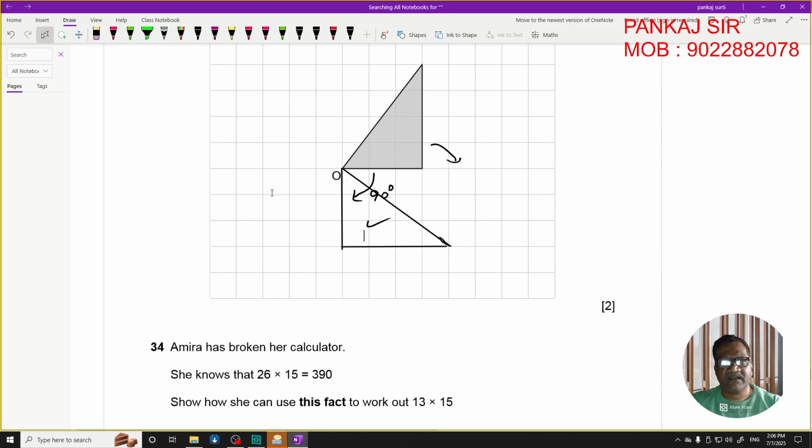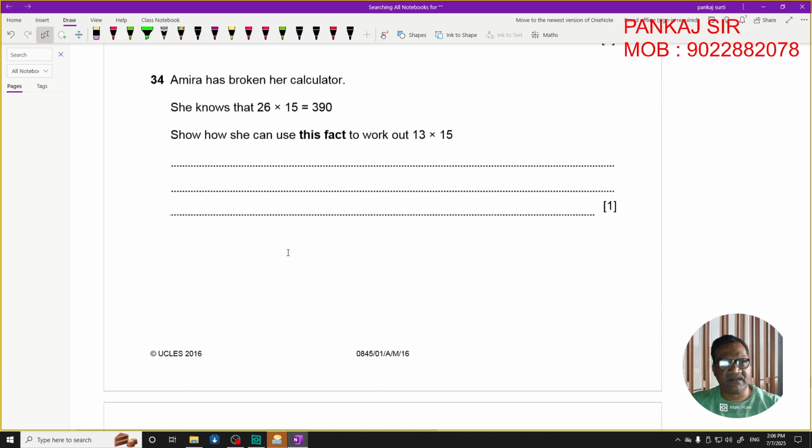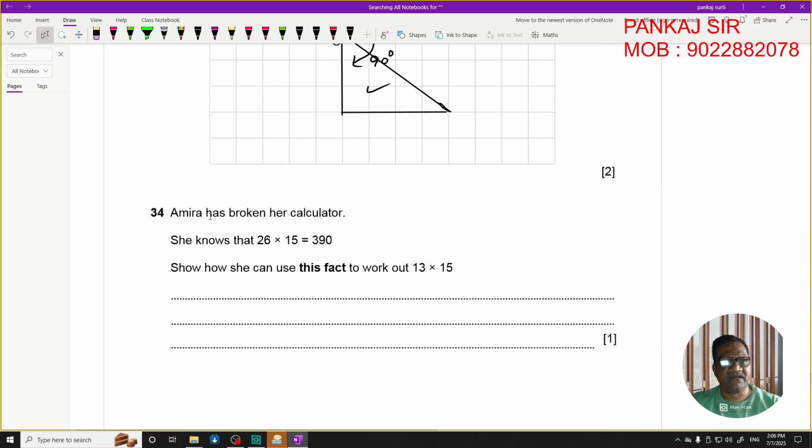Okay, and last question, I suppose. Amira has broken her calculator. She knows that 26 times 15 is 390. Show how she can use this fact to work out 13 times 15. So she knows that 26 times 15 is 390. This she knows very well. But now she wants to work out 13 times 15. So what should be the answer? So this 15 is already here. Instead of 26, she has 13 over here.